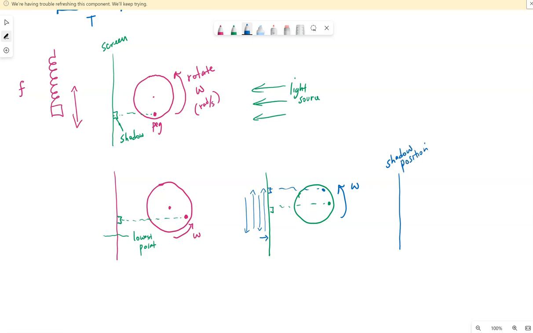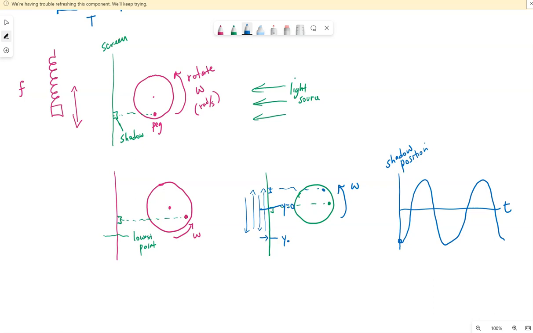The shadow position, if we were to graph the shadow position as a function of time, so just where on the screen, up and down, y = 0 would be that middle point, down here would be that initial y naught. The position of this shadow is going to go up and down and up and down, just like the mass on the spring is going to go up and down and up and down.